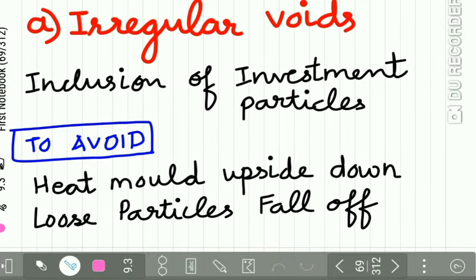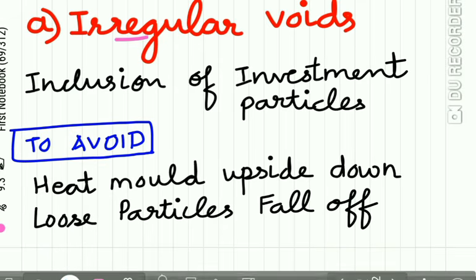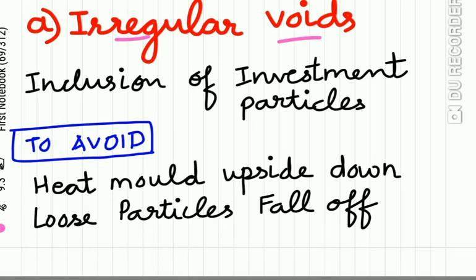There are various types of porosities. First is the presence of irregularly shaped voids on the casting. The reason of which is inclusion of particles of investment material. And to avoid this, the mold is heated upside down so that the loose particles of investment material fall off.